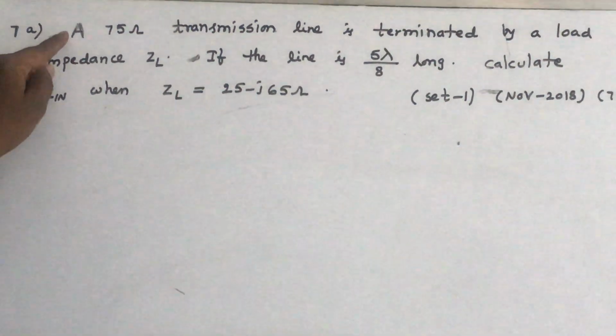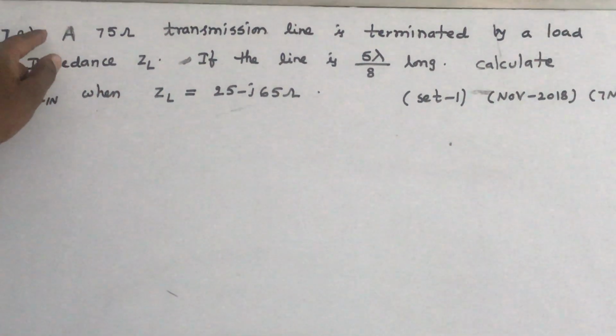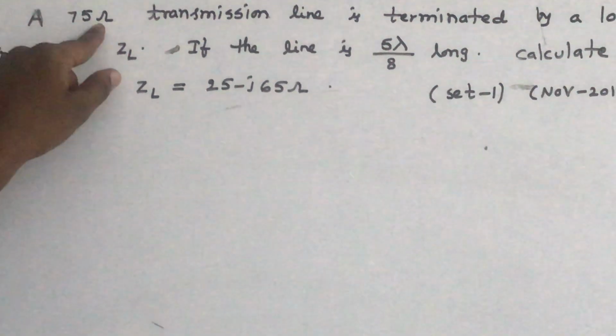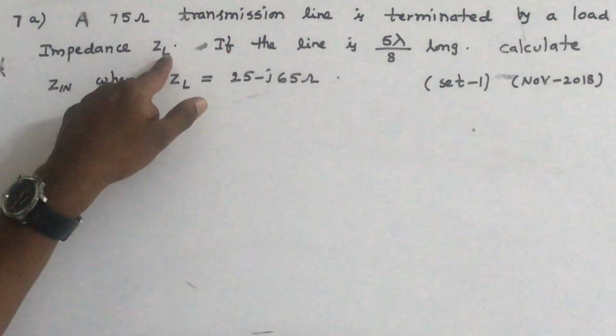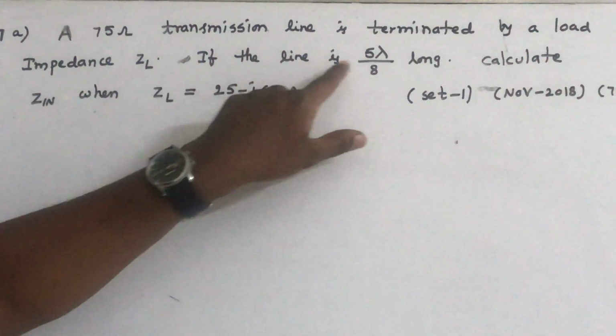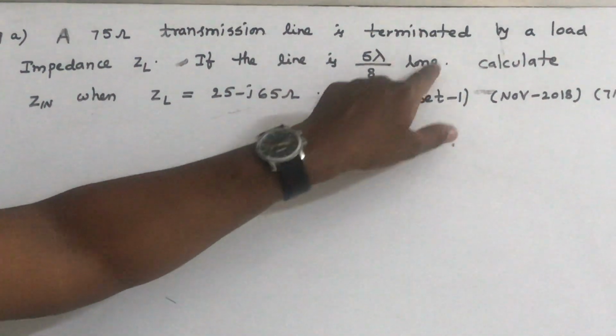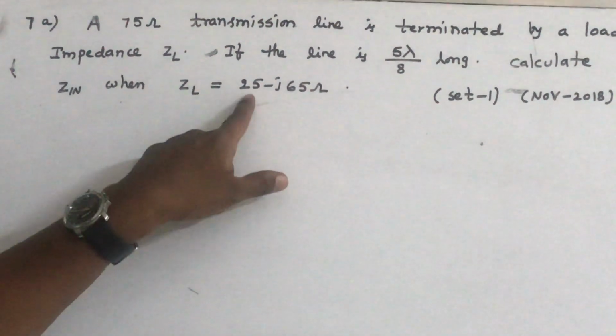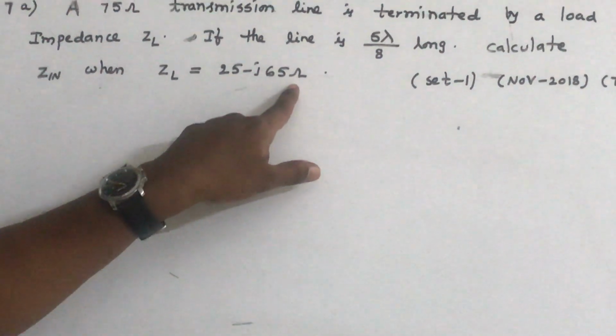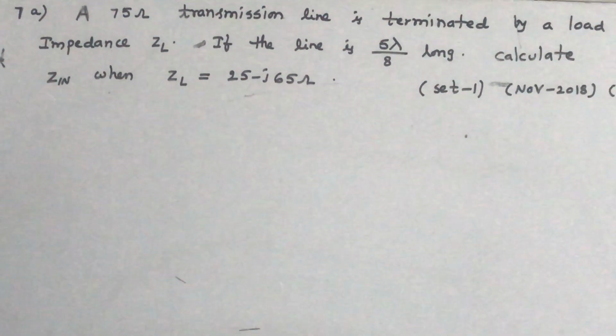Hi, this is question 7a from transmission lines. A 75 ohm transmission line is terminated by a load impedance ZL. If the line is 5 lambda by 8 long, calculate the input impedance Zin where ZL is equal to 25 minus j65 ohms. This problem can be solved by using the Smith chart.